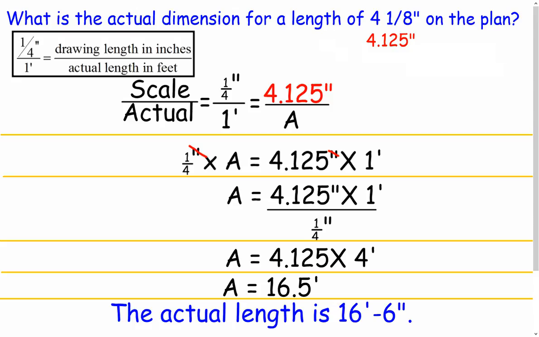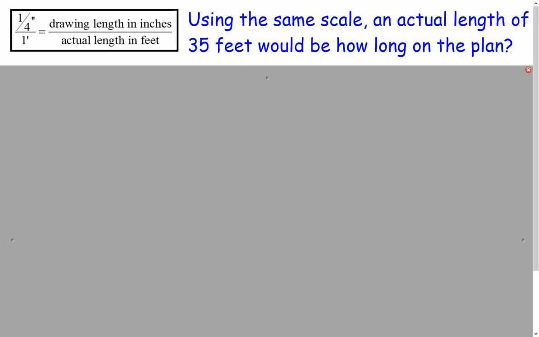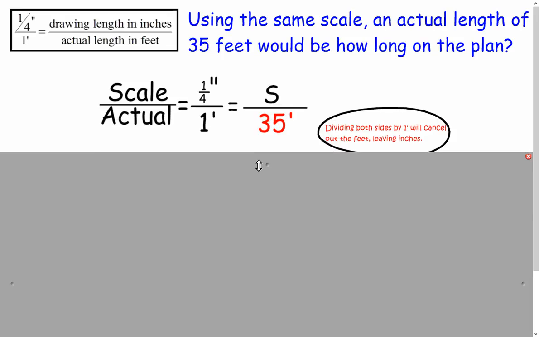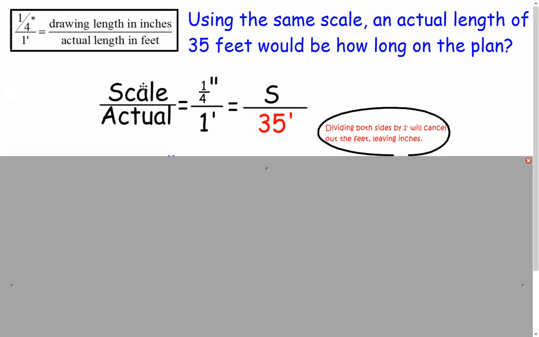Right, let's look at another example. Using the same scale, an actual length of 35 feet would be how long on the plan? Okay, we're going to start by setting up the same way, in that scale's on the top, actual's on the bottom, 1/4 inch on the top, 1 foot on the bottom. But this time the scale is what we want, it's on top. The actual is 35 feet.